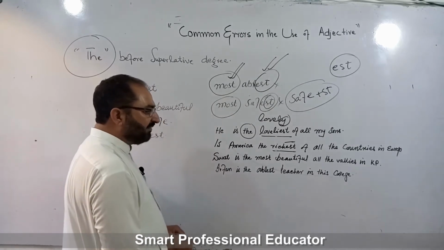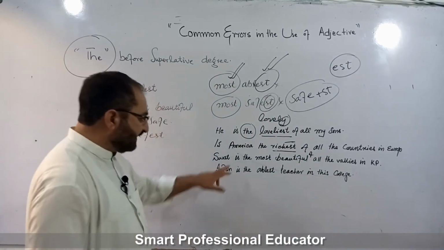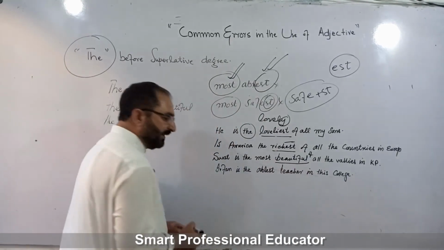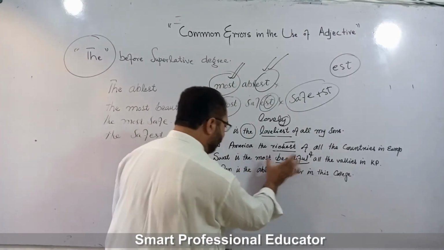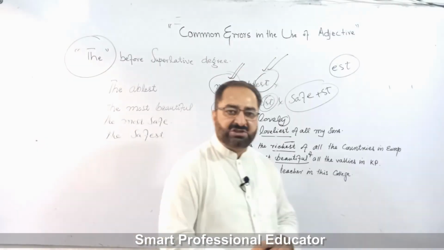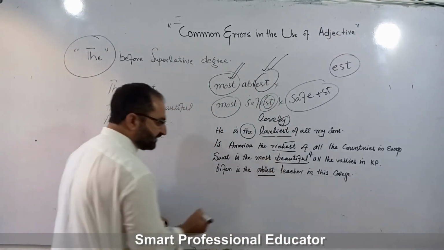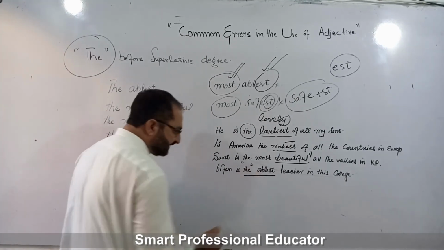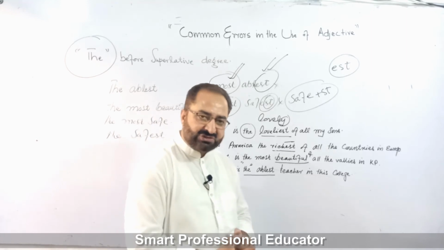Swat is the most beautiful of all the valleys in Khyber Pakhtunkhwa. Here in this sentence, beautiful is the positive form, more beautiful is the comparative form, and most beautiful is the superlative degree of adjective. Before this degree, 'the' has been added. That's why this sentence is totally correct. Irfan Khan is the ablest teacher in the college. Here, able, abler, ablest. So ablest is the superlative degree of adjective. Before the superlative degree, 'the' has been put. The sentence is correct and the correct superlative form, the ablest, has been used.